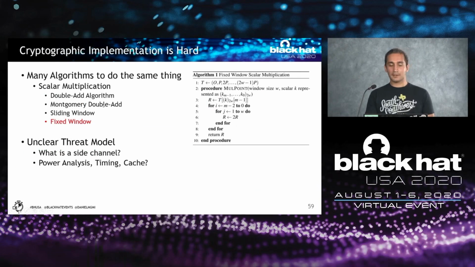And there are so many other algorithms. There is the double-and-add algorithm that we showed. There is Montgomery double-and-add. There are sliding window and fixed window. So there are so many different ways to implement the same functionality that is part of this ECDSA signature. And in our case, the showcase we showed in Intel TPM was actually a fixed window implementation that was leaking for every 4-bit window.